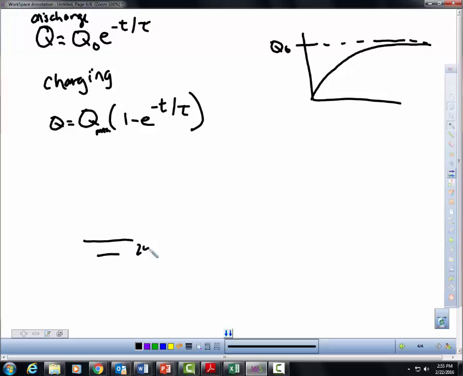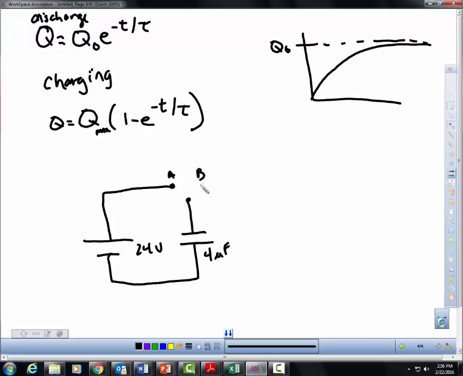Okay, so we have 24 volts here. And we're going to make this look like the last problem that we did. This is going to be our capacitor. It's 4 microfarads. And we're going to say this is A and point B is here. And then we're going to connect it to a 200 ohm resistor. Okay, so we're going to leave this connected here in position A for a really long time. And then after a while, after it's fully charged up, we're going to flip this over and allow the capacitor to discharge through this 200 ohm resistor.